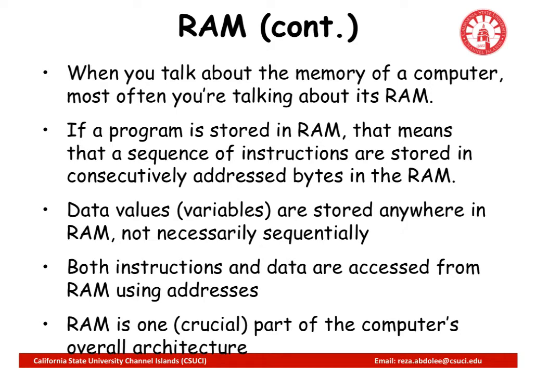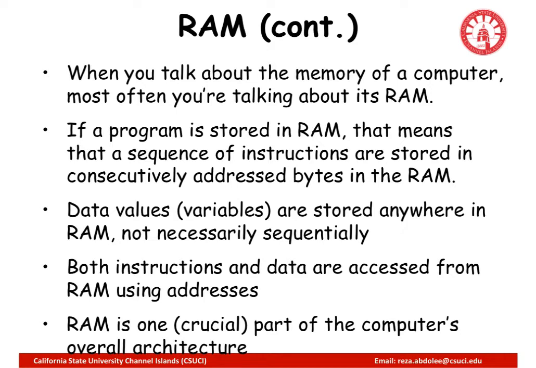The first type is the instruction code of a program, which is stored within RAM sequentially. When a CPU wants to execute a program, it fetches those instruction codes sequentially, one by one, from RAM and executes each one after another.